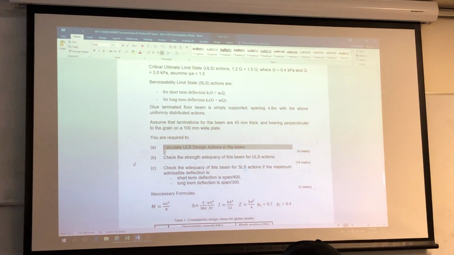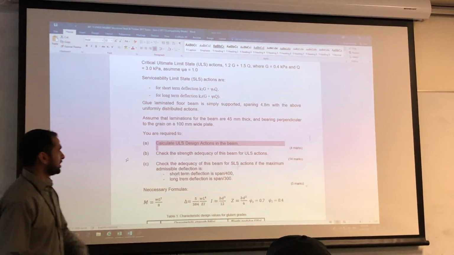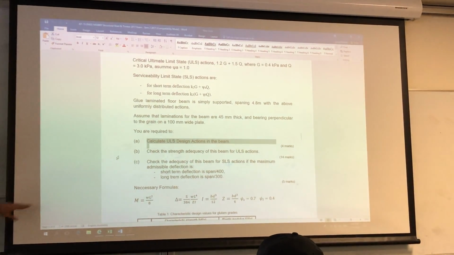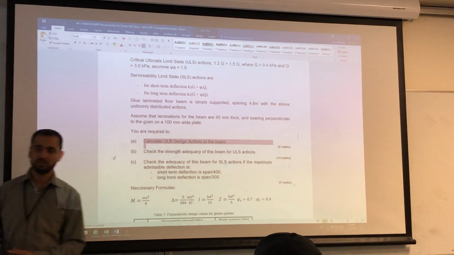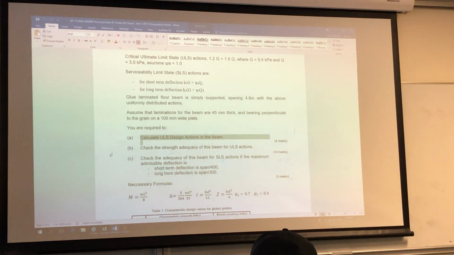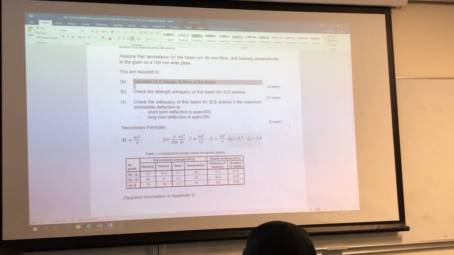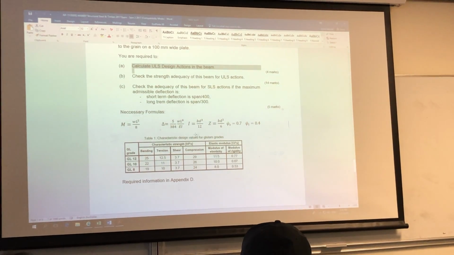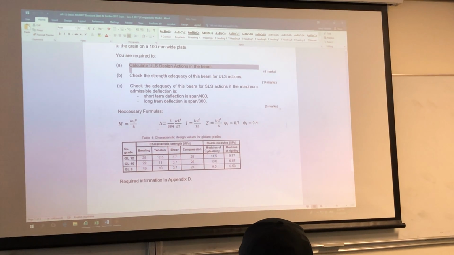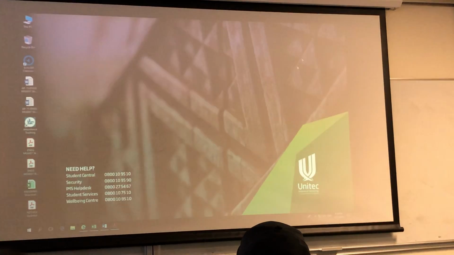So all you have to find out is: calculate the ULS design action in the beam. Again, this is an easy 4 marks. Check the strength adequacy of this beam for ULS action, and check the adequacy of this beam for SLS action. So you have to find deflection, moment capacity, and shear capacity. That's all you have to find. The necessary formulas are given here, and the table that you need for the glue lam, which gives you the bending, tension, shear, compression, and the modulus of elasticity, which is E.